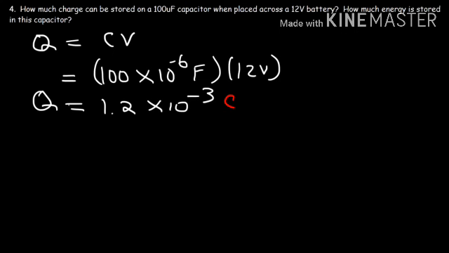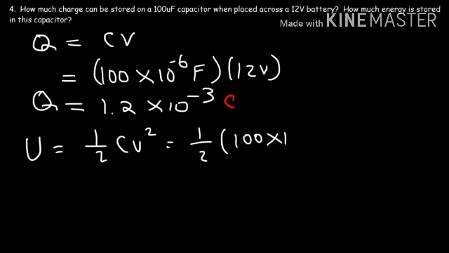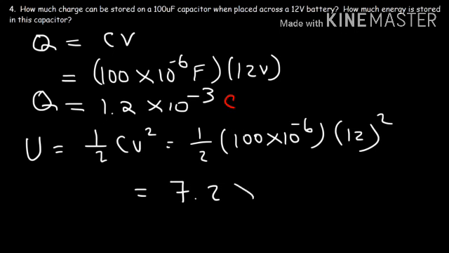Now, how much energy is stored in this capacitor? So we can use the equation U, the potential energy, is equal to 1/2 CV squared. C is 100 times 10 to the minus 6, and the voltage is 12. So this is equal to 7.2 times 10 to the minus 3 joules. And that's it.